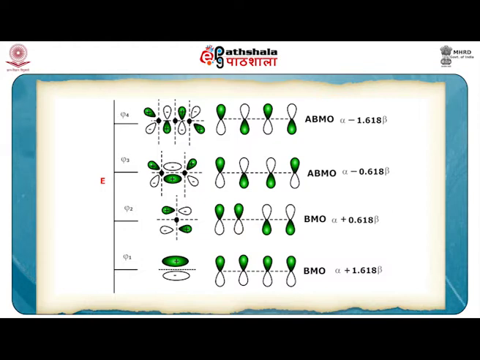The first anti-bonding molecular orbital has the energy alpha minus 0.618 beta. And the corresponding pictorial representation of this molecular orbital, as you can see, is for the first carbon atom, the positive lobe is up, and for the second, the positive lobe is below. So that means there is a change of sign of the coefficient as you go from carbon atom 1 to carbon atom 2, and therefore there is a node between 1 and 2.